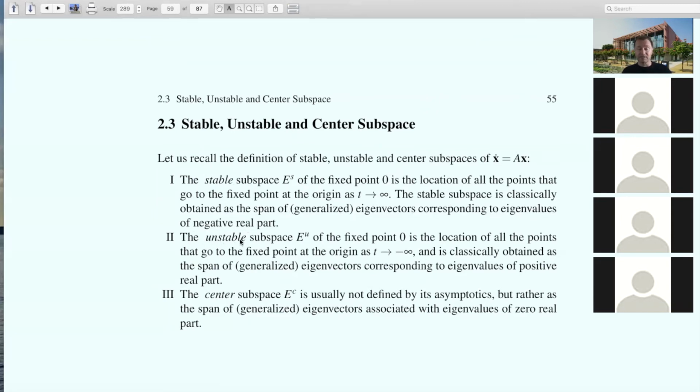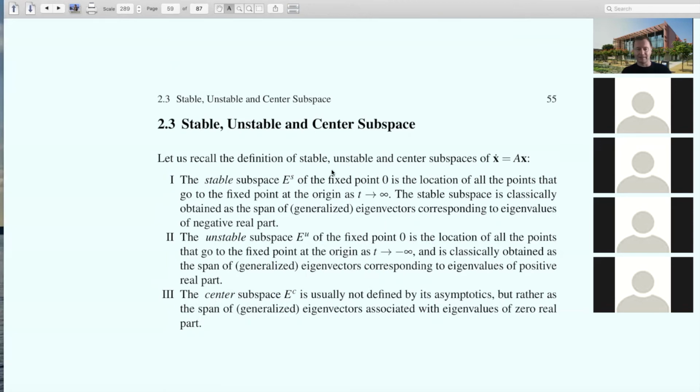The unstable subspace of the fixed point is the location of all the points that go to the fixed point as t goes to minus infinity. And classically, we obtain it as the span of generalized eigenvectors corresponding to eigenvalues of positive real part. Now, the center subspace, we don't define by asymptotics.